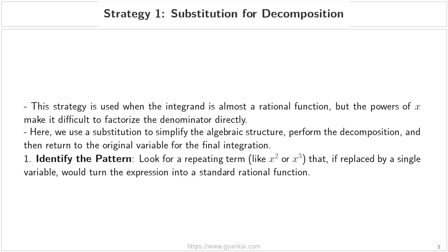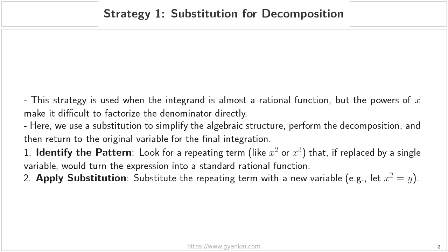First, identify the pattern. We're looking for a repeating term within the integrand. This could be something like x squared or x cubed. The goal is to find something that, if we replaced it with a single variable, would turn the whole expression into a standard rational function. Next, apply substitution. Once you've spotted that repeating term, you substitute it with a new variable. For example, you might say, let x squared equal y. This is where the simplification begins.